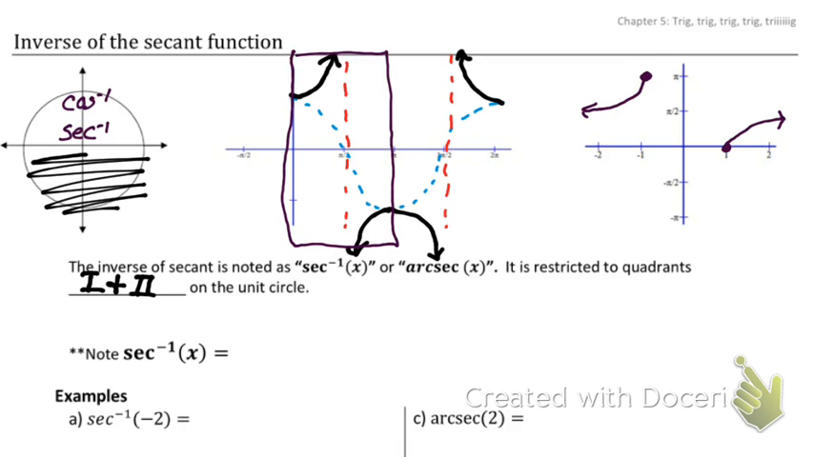Where did you get the 1, 0? I got it from this point here because it's 0, 1. Flip those x and y values and it's 1, 0.